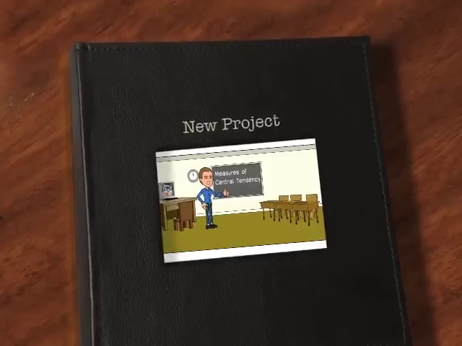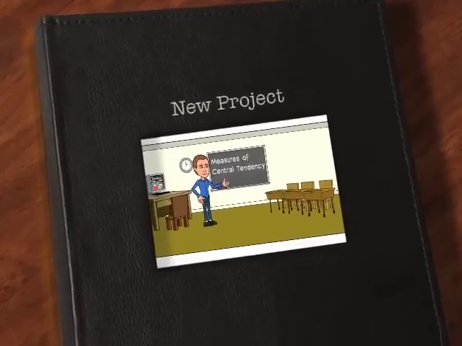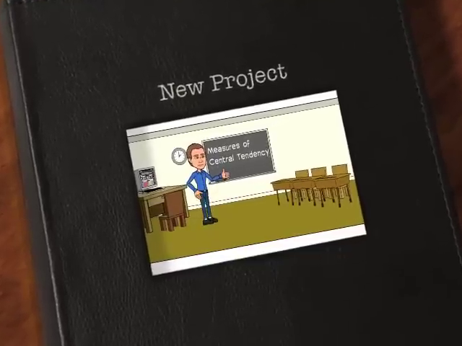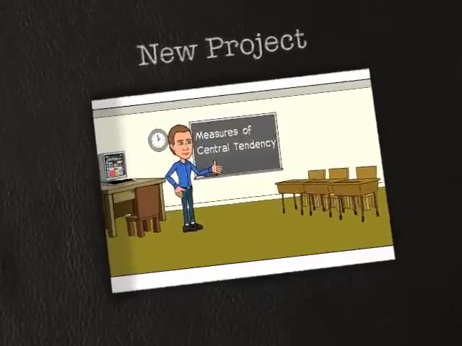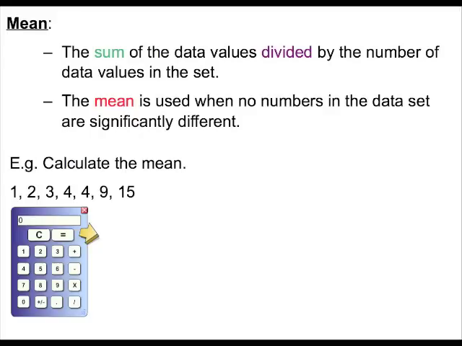In this lesson, we are going to examine the measures of central tendency, also known as the mean, the median, and the mode. Let's start with the mean. The mean is the sum of the data values divided by the number of data values in the set. The mean is used when no numbers in the set are significantly different. Let's take a look at an example where we calculate the mean.